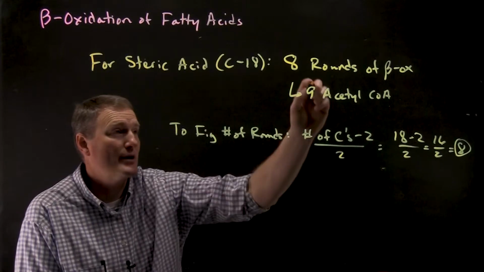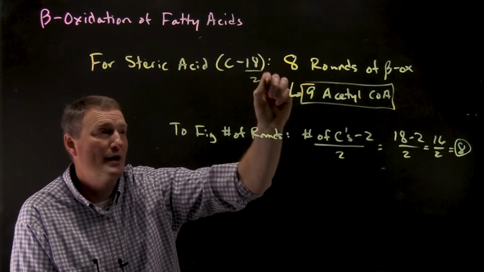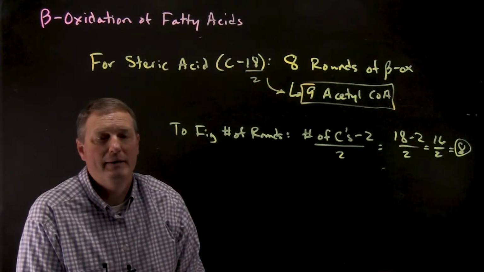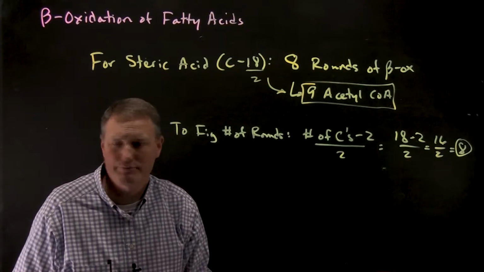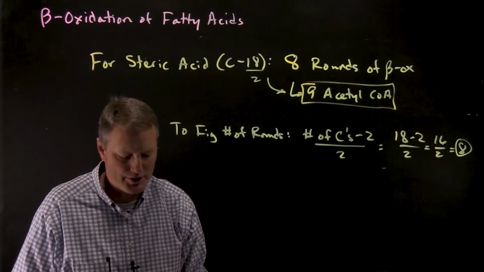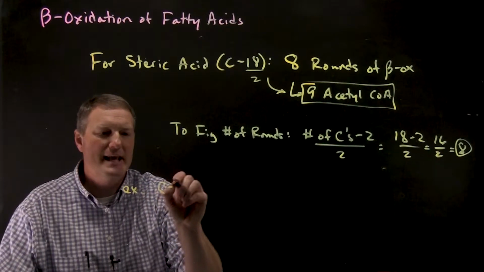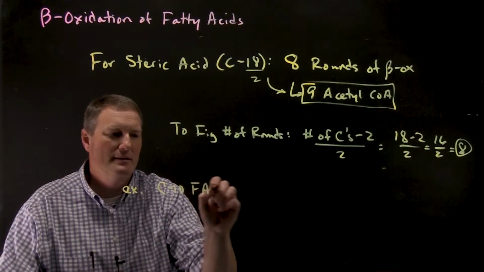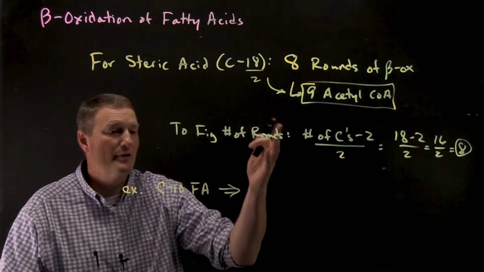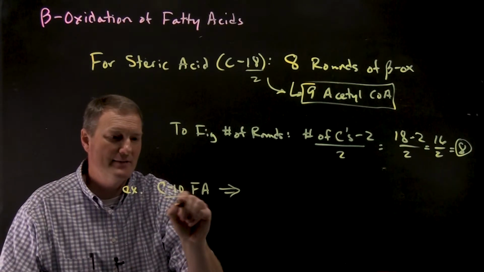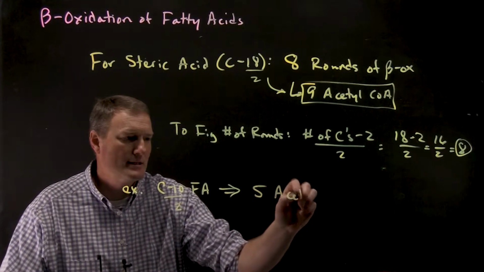For the number of acetyl-CoA units, all you would do is just take the number of carbons and divide that by 2, and that gives you 9. So that's how you would calculate ultimately how many turns or rounds of beta oxidation you do. So for another example, if you were looking at a C10 fatty acid chain, okay, let's just go through the calculation real quick. For the number of acetyl-CoA units, you just take 10 divided by 2. That means I would get 5 acetyl-CoAs.